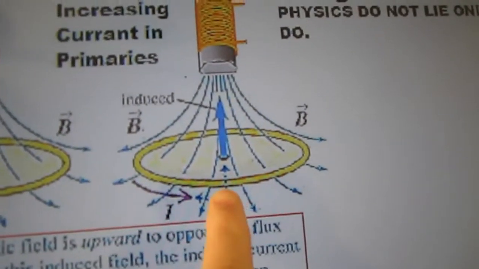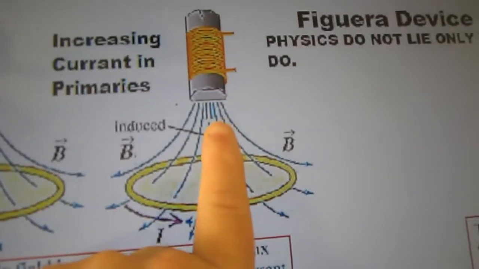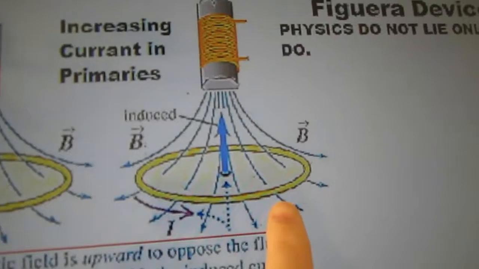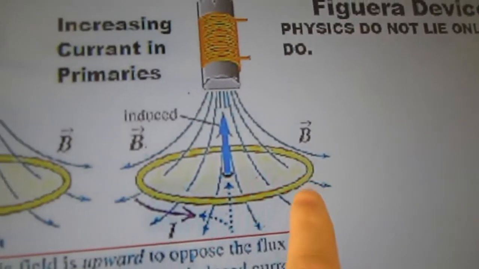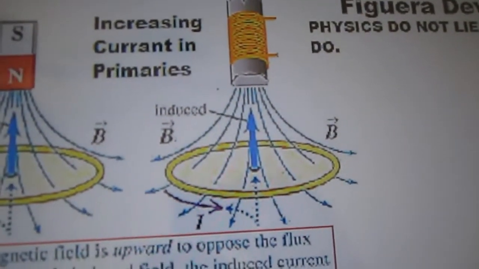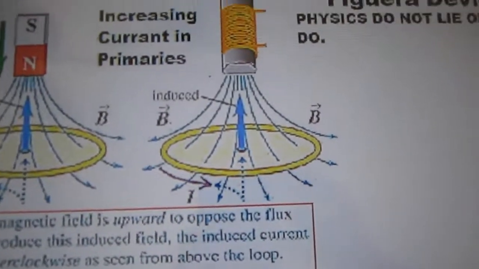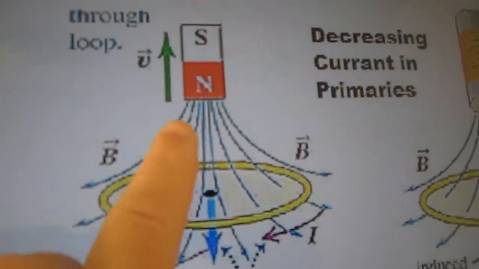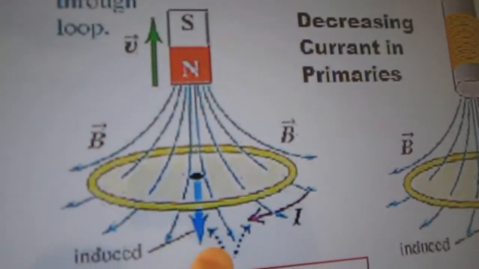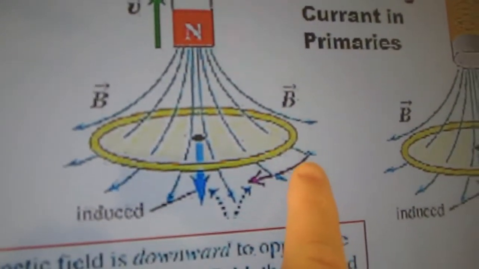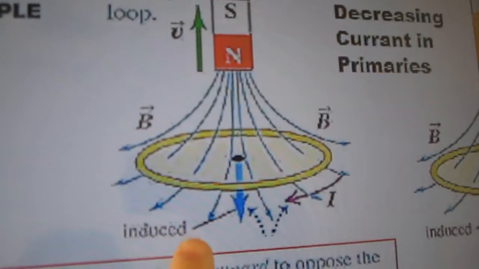You still have the same thing. You have the induced field in this direction opposing the magnetic field coming in. You have the current going in the same direction, which is counterclockwise, and looking at it from the end, which is clockwise. Okay, now come over to this side. This is the exact same, except the magnet is coming out. The induced is in the opposite direction, and the current is in the opposite direction.